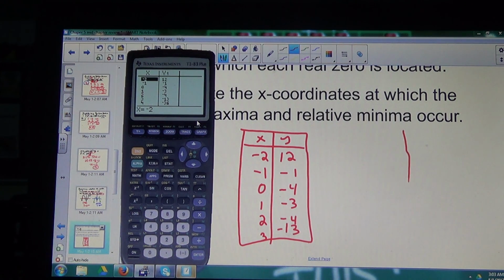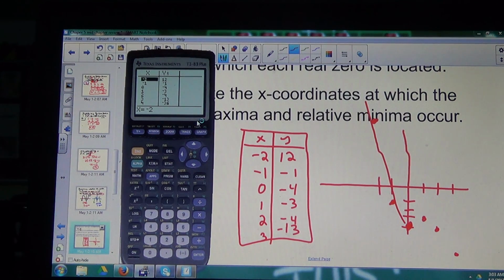Okay, I then come over here and I plot those points. At negative 2, I'm up here at 12, off the graph. At negative 1, I'm down to 1. At 0, I'm down to 1, 2, 3, 4. At 1, I'm down to negative 3. At 2, I'm down to 4. And at 3, I'm off the graph. Okay, I would connect the dots. Okay, so I have now graphed it.